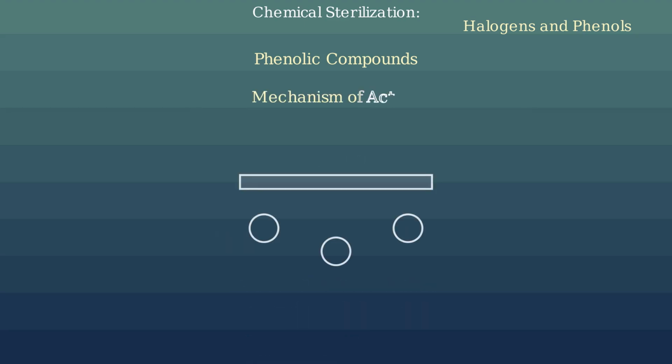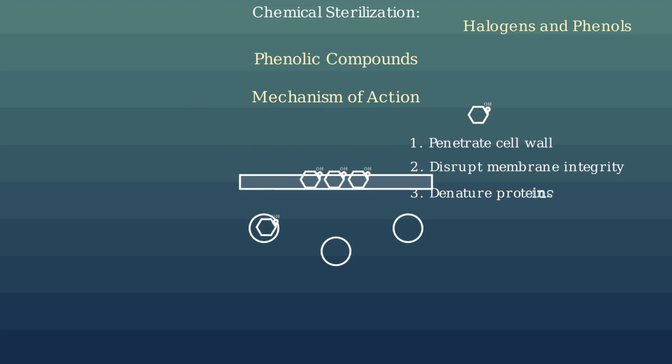Phenolic compounds disrupt bacterial cells through multiple mechanisms. They penetrate the cell wall, disrupt membrane integrity, denature proteins, and inactivate essential enzymes.